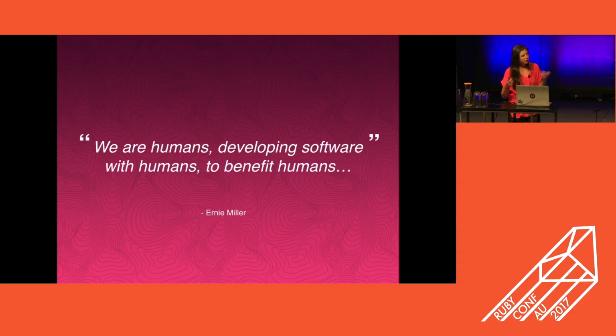Also, we are humans developing software with humans to benefit humans. Ernie Miller coined the term humane development, and we're doing so much more than just writing code for the machine to understand. We should be focusing on writing code that our fellow teammates can understand and work with easily, and we oftentimes forget this.